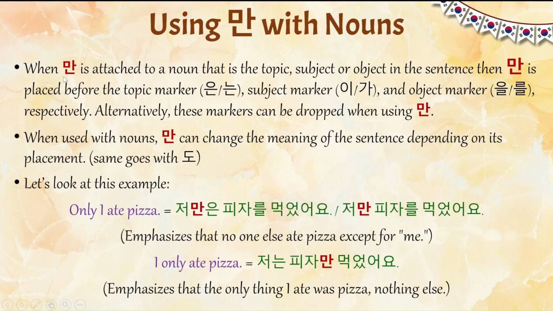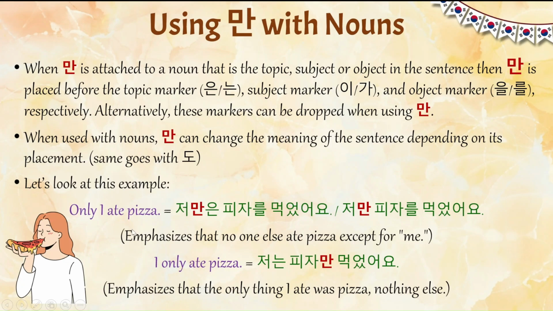First is you can place man before the markers, or while using man, you can just remove the markers. Second thing is when used with nouns, the position of man can change the meaning of the sentence. The position of man is so powerful in a sentence that it can change the meaning of that sentence. Now, let's look at this example to understand what I mean. The example is only I ate pizza.